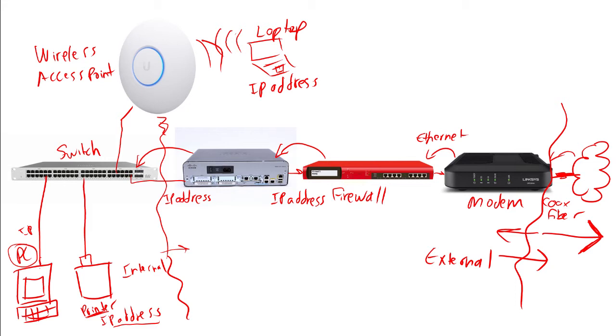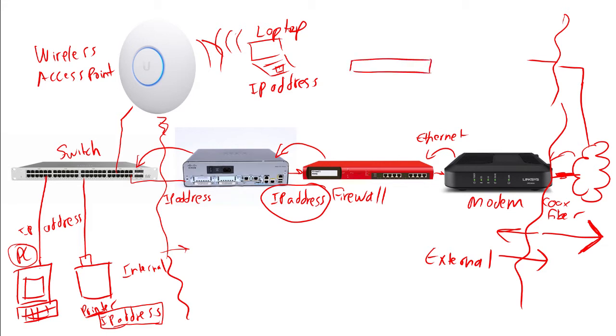So what you're going to learn is that there's a limited number of IP addresses, and the external addresses are all unique, but the internal addresses are only unique within that network. So your neighbor could have the exact same network and the exact same switch, and his computer could have the same address as yours.